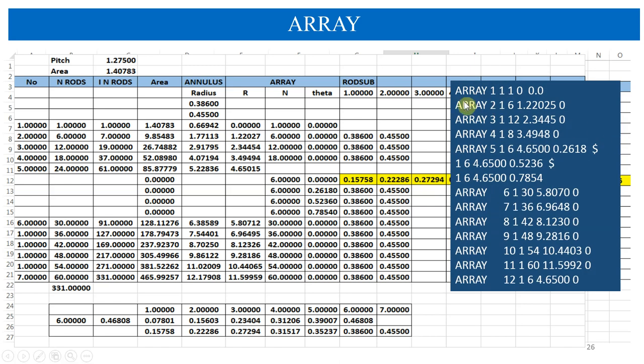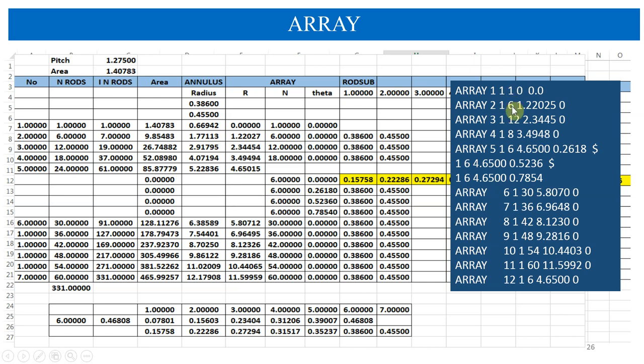I can write it like this: array one, array two, array five, up to array 12. Each array could have an option here. If you look at the manual, option one means I'm building rings, because I have other options. The geometry here is rings. This ring contains how many rods? One rod, six rods, 12 rods, and so on.